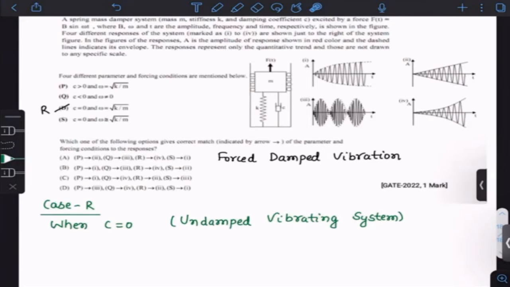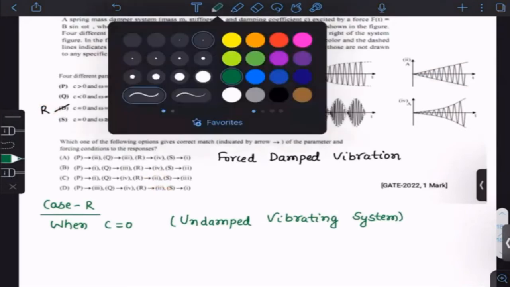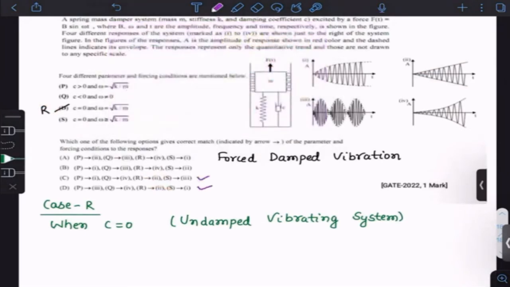When it is an undamped vibrating system, whenever you solve the equation of undamped vibration, there is no damping in this. Therefore, the amplitude will not be exponential. It will be a straight line, and it goes like this. This is the amplitude variation. So the right answer for undamped, for R, is 2. Here it will be like a straight line. So R is 2, my dear. So 2 is here and here. Therefore, the correct answer for this problem will lie between C and D.